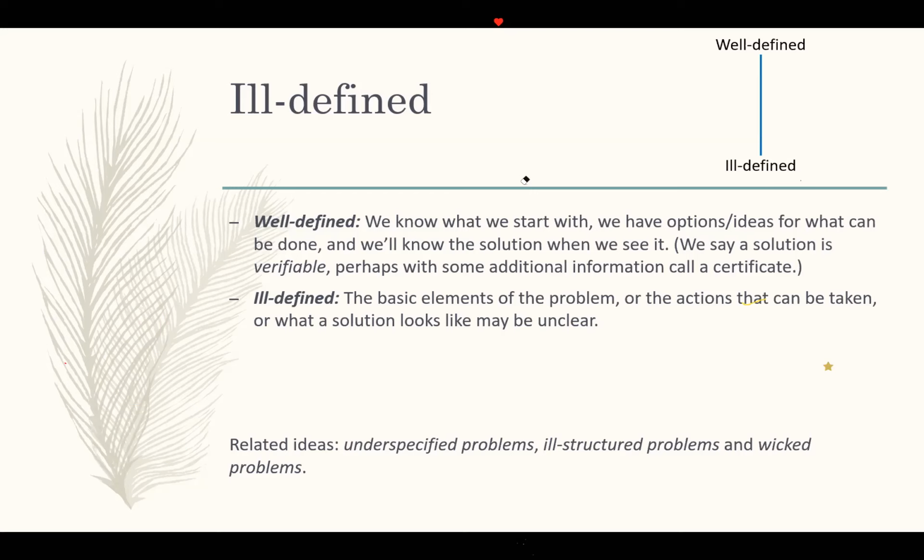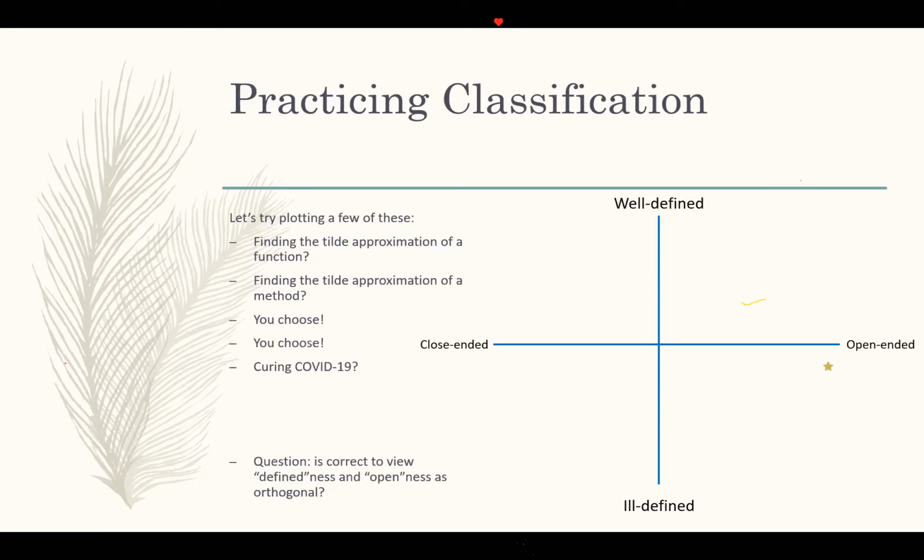Okay, so we have this idea of open-ended versus closed-ended, well-defined versus ill-defined. Let's try practicing a little bit. This next slide is another thing where we can draw on it. We have some examples here. You have a couple of axes: closed-endedness versus well-definedness. Let me erase a few things here.